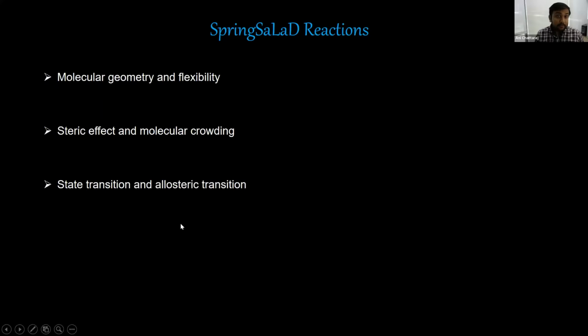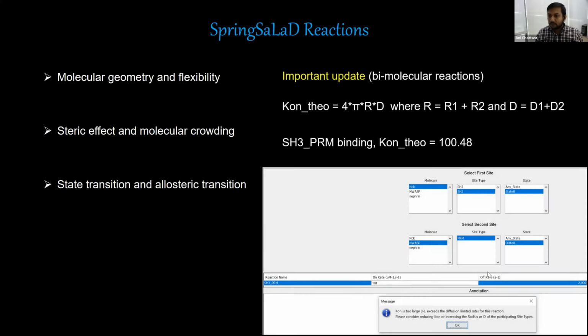And obviously, as I mentioned, you can model the molecular geometry and flexibility, and also by tuning the size of the ball, you can play with the steric interaction of the system. And if you watch the video, you know that there are multiple types of reactions that you can specify, such as state transitions, allosteric transitions, and so on. So this was one of the important updates that came about last year, I think.